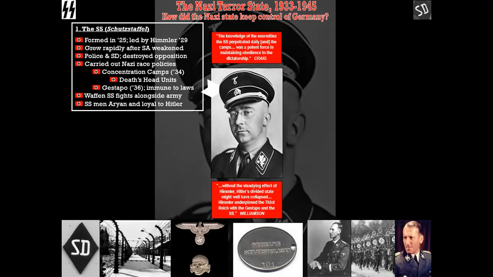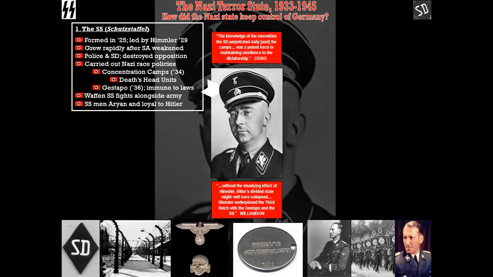So formed in 1925, Himmler only takes control in 1929. After the SA are weakened in the Night of the Long Knives, NOTLK, then they grow rapidly. They take control of the police and they set up the Sicherheitsdienst. And as a consequence, they work together to destroy opposition. They carry out the Nazi race policies. They take control of concentration camps in 1934 and have them run by Death's Head units.